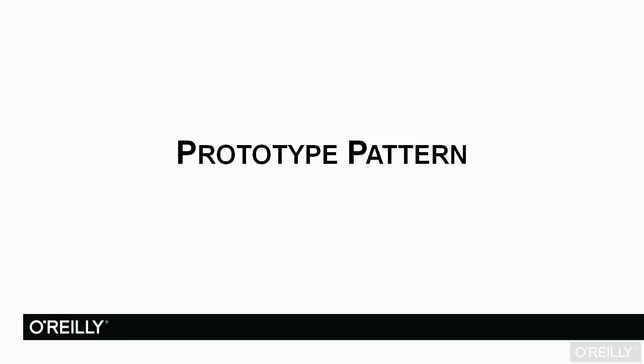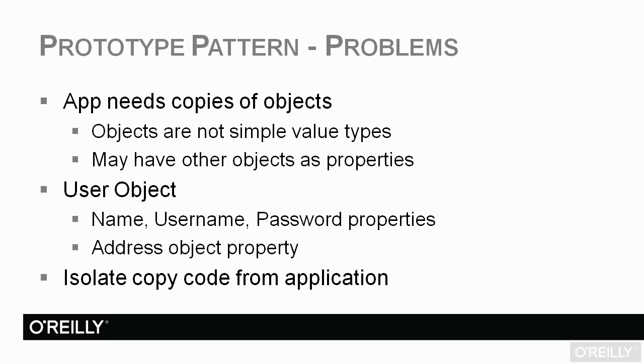The next pattern I'd like to talk about is the prototype pattern. Now, why would we need a prototype pattern? Essentially, our app needs copies of objects. The objects may not have simple value types or properties. They may, in fact, have other objects that are properties, and those objects might include properties that are of other object types. So we can get complex objects that we need copies of for our application.